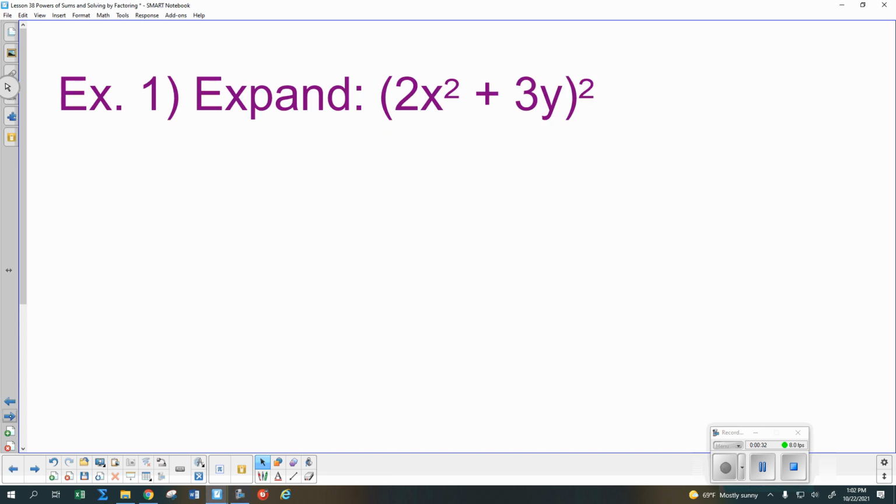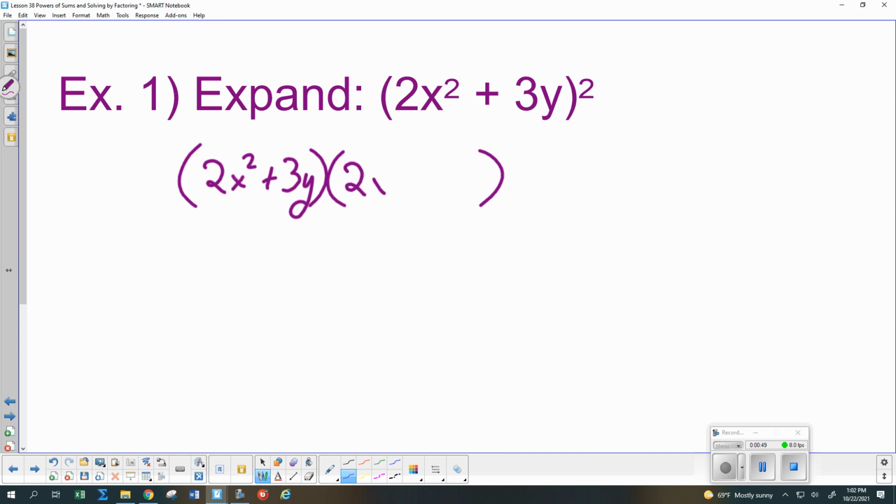So first, if we have a parentheses squared, that means that we have parentheses times parentheses, and I strongly recommend writing it out. 2x squared plus 3y times 2x squared plus 3y. Yes, there are shortcuts, but I see way too many mistakes when you try to shortcut, and if you write it out, I see far fewer. So then we simply need to FOIL. So 2x squared times 2x squared.